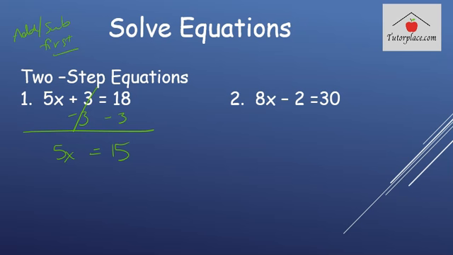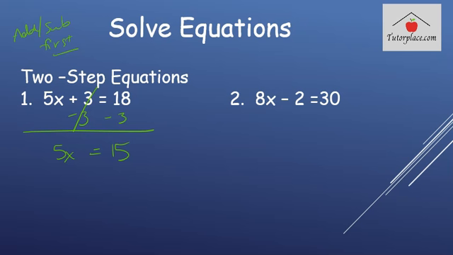Now, I know I need to still get this x by itself, that variable by itself. So to do that, I'm going to divide by 5. And so I'm left with x equals 3. Now you can still check it the same way. It just takes a little longer.